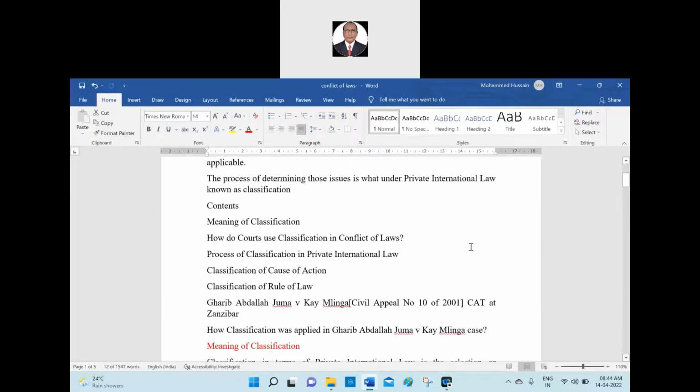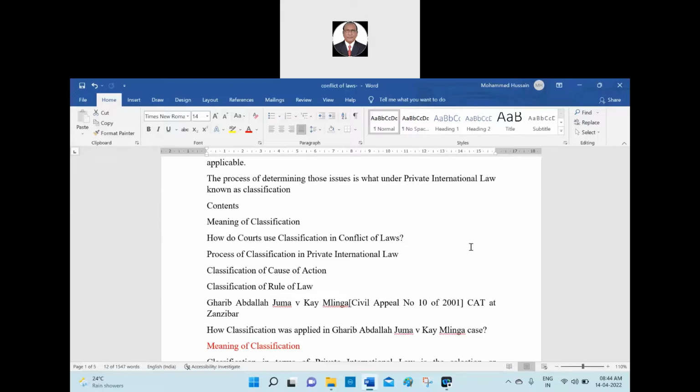I repeat, the process of determining these issues. How? Is it a matrimonial issue? Is it a tort issue? Is it a contract issue? Is it a property distribution issue? That is what under private international law is known as classification. So, we can classify in that manner in which category it falls.